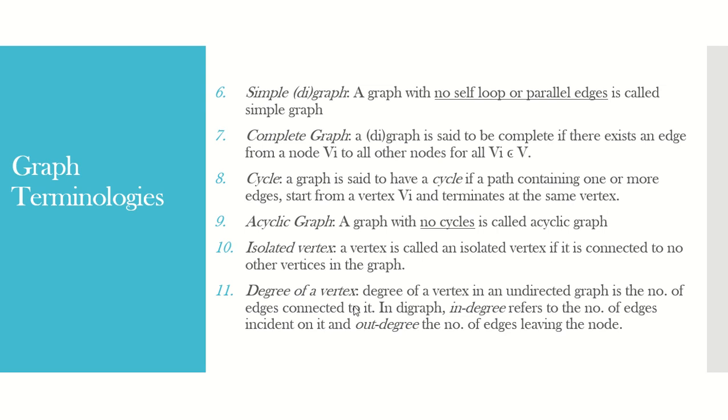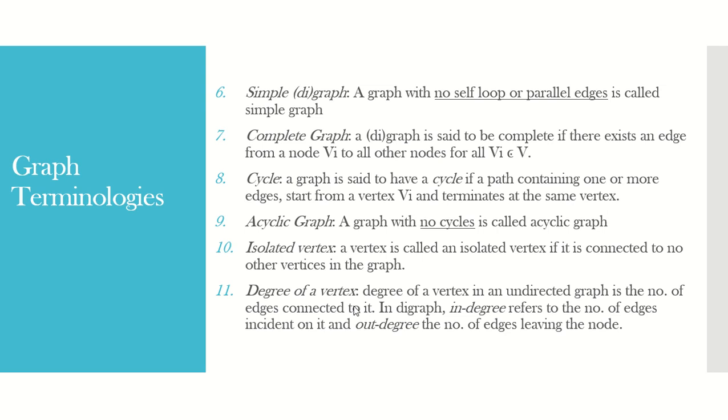Next, isolated vertex. As the name says, if a vertex does not have any connection with any of the other vertices, such a vertex is known as an isolated vertex. If you don't have an edge to this particular vertex from any of the other vertices of the graph, then such a vertex is called an isolated vertex.